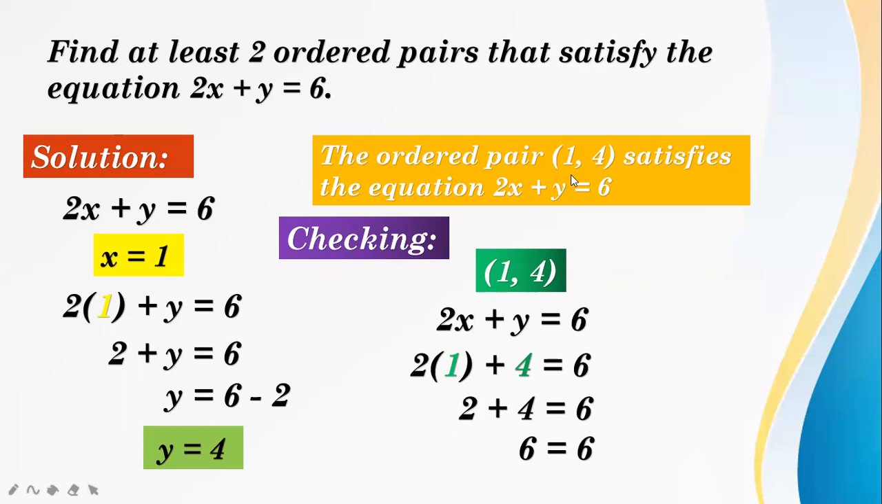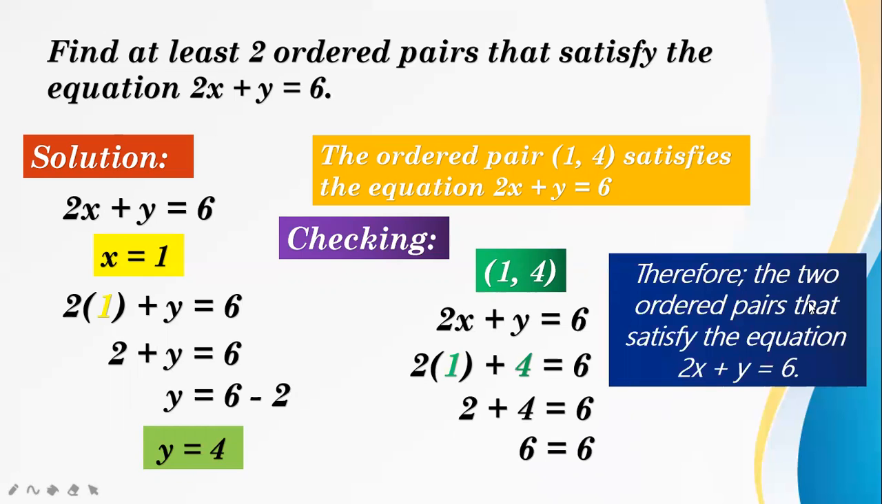And therefore, the ordered pair 1, 4 satisfies the equation 2x plus y equals 6. The two ordered pairs that satisfy the equation 2x plus y equals 6 are 0, 6 and 1, 4. So these are the two ordered pairs.